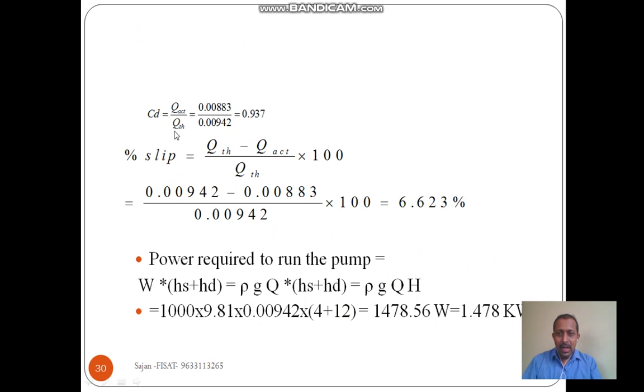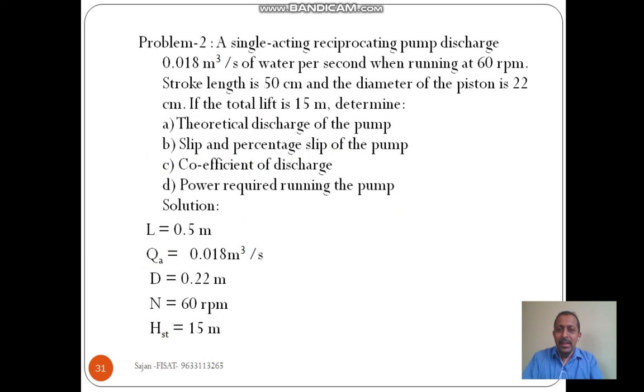So actual discharge by theoretical discharge is the coefficient of discharge, so that we got as 0.937. Since the actual discharge is given and we calculated the value of Q theoretical, the percentage of slip is equal to Q theoretical minus Q actual divided by Q theoretical, so we got 6.623. And the power required to run the pump is rho g Q H. We have all the values, so substituting them, we got the power required to run the pump as 1478.56 watts or 1.5 kilowatts. Thank you for watching this video.